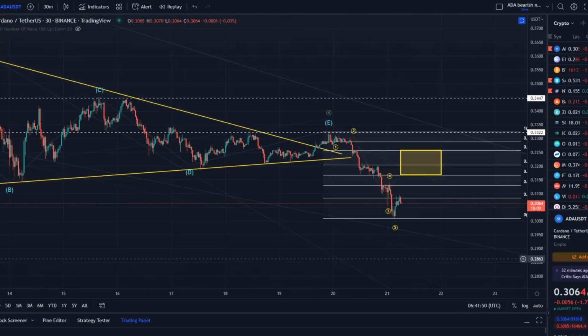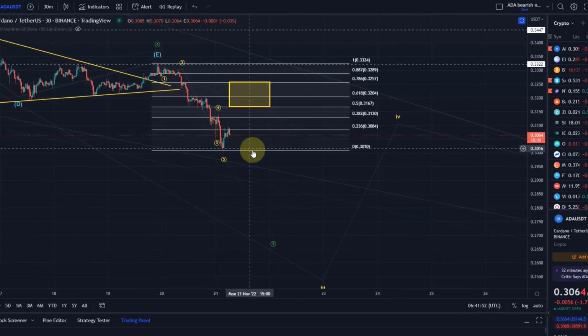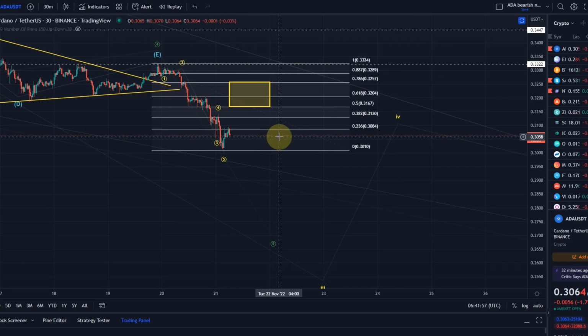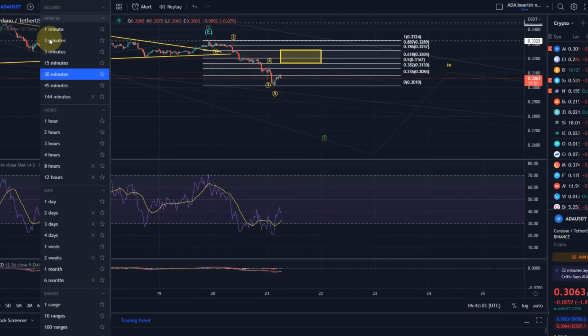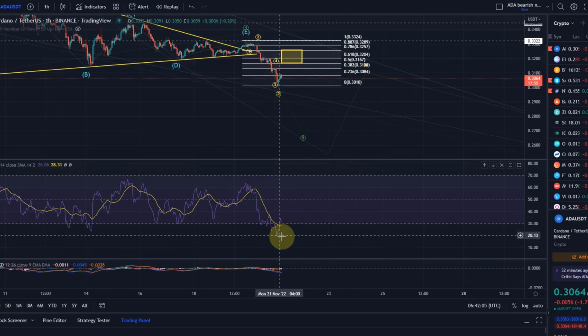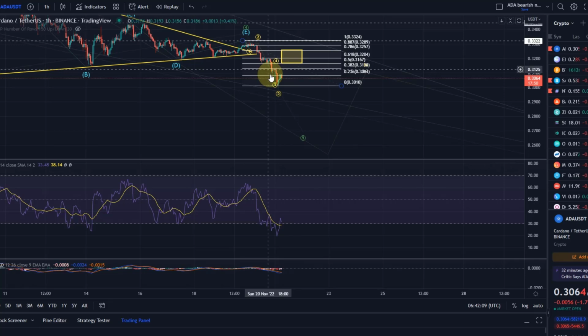I need to play around with the higher level waves here a little bit. That's not possible in this video. I'm going to do that for a later update. But be aware that we've got 5 down complete. Looking at the indicators as well, you can see that we are oversold on the RSI, so you do expect some kind of recovery now.